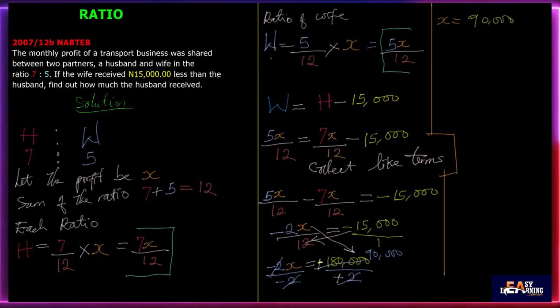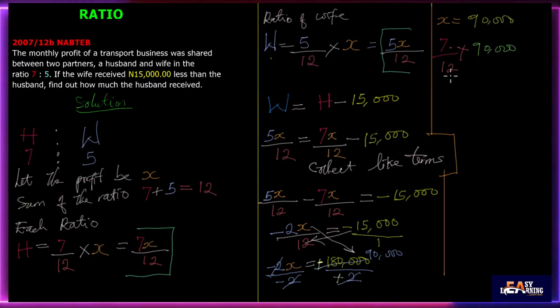Okay, so for us to know the husband's amount, let's get back to the ratio. That was 7:5. The sum of the ratio was 12. So that becomes 7/12. And remember, it was 7x before. So now we know x, we say times 90,000. Then we're just going to solve everything out.